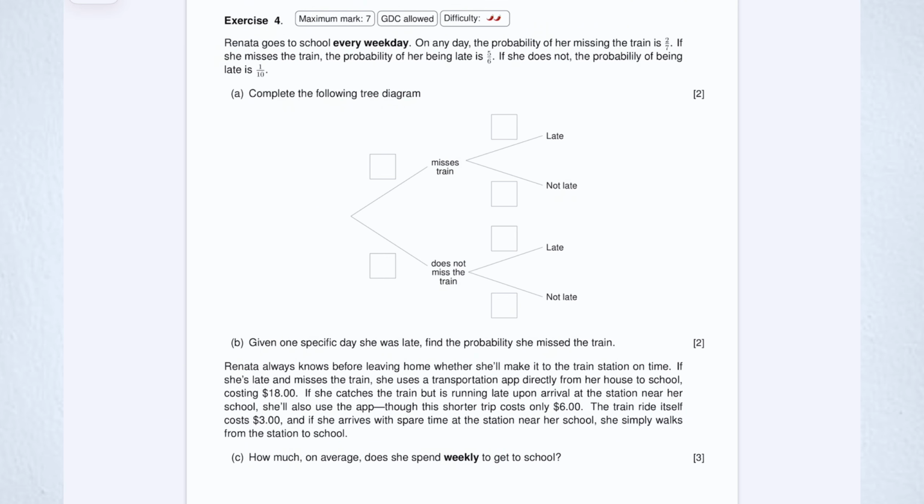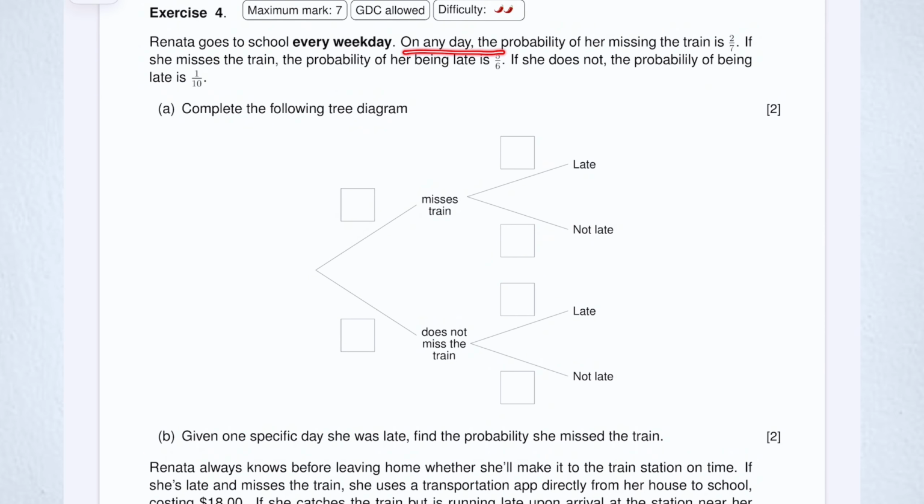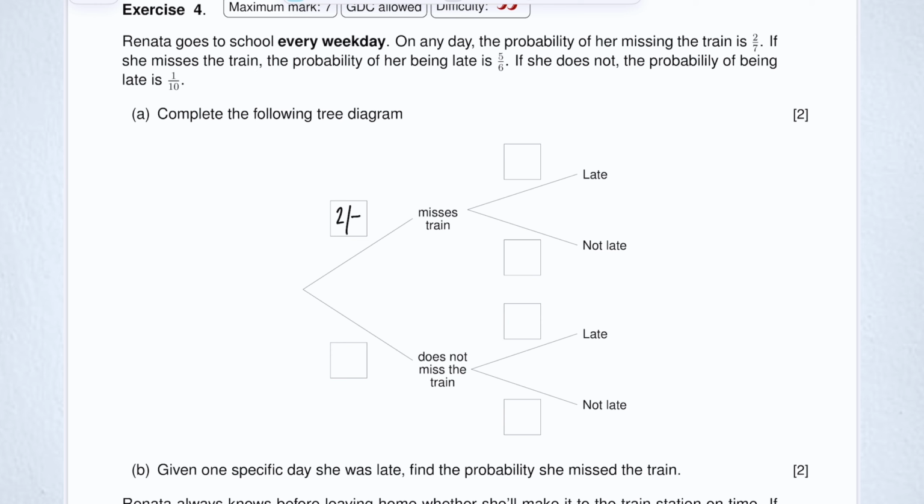All right, so on to a probability question that might look a bit confusing, so hopefully we get to clear things up right now. So here's the situation. Hinata goes to school every weekday, so 5 days a week. On any day, the probability of her missing the train is 2 over 7, something that we can already fill out in our diagram. So missing the train is 2 over 7, therefore, given that the sum should be 1, this is 5 over 7, which is the probability of not missing the train.